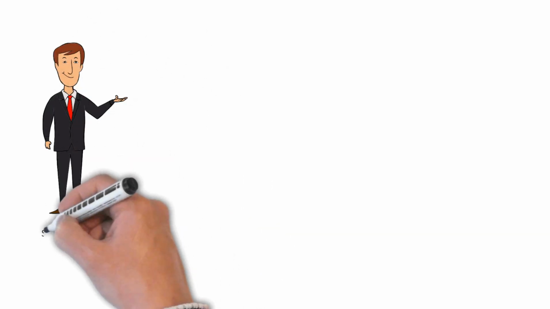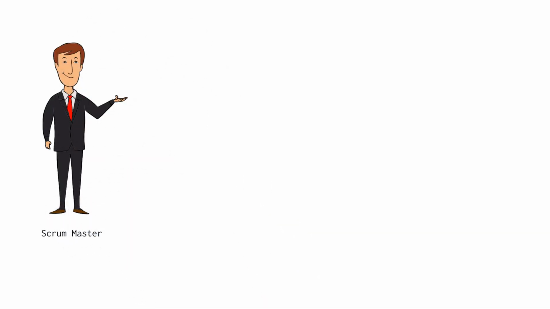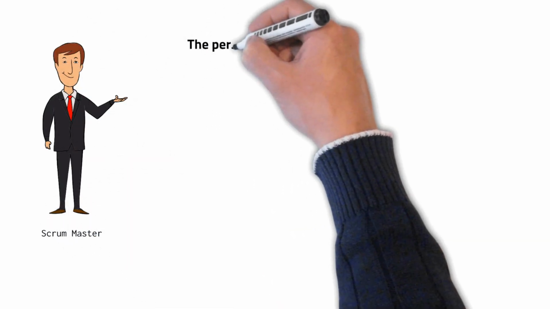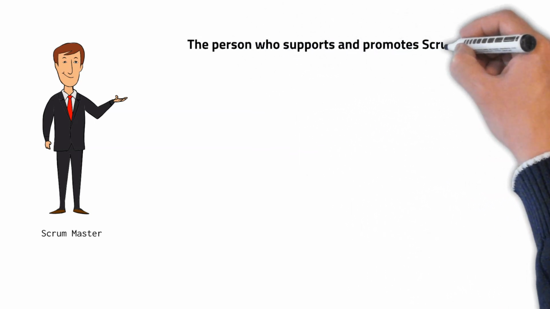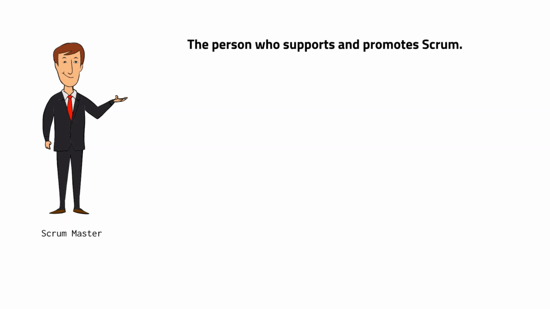Finally, let's examine the Scrum Master in detail. The Scrum Master plays a role in promoting and supporting Scrum within the organization, coaching the developers and product owner. It is the Scrum Master's responsibility to ensure that everyone understands Scrum theory, practices, roles, and values.